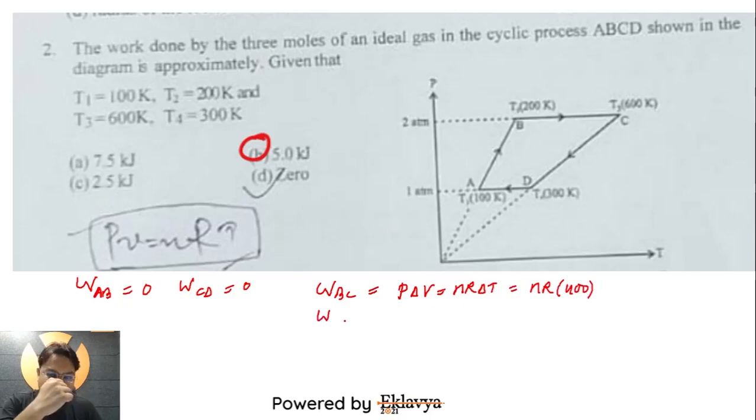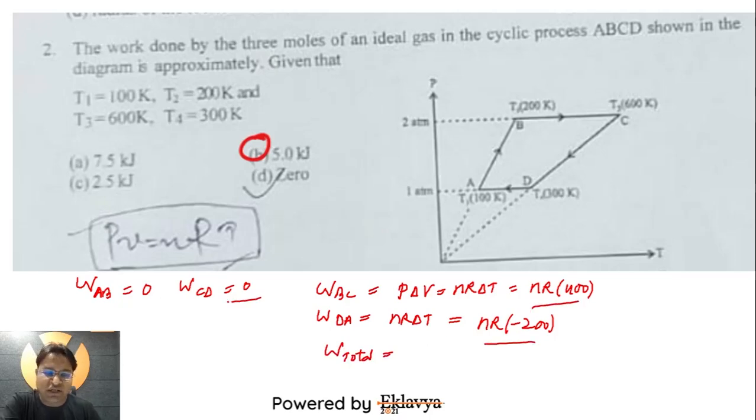Similarly, work done in the DA process can be written as nRΔT, because the DA process is also isobaric. So we can write nRΔT, with the change in temperature being minus 200. So the total work done will be equal to the sum of these 4 values.